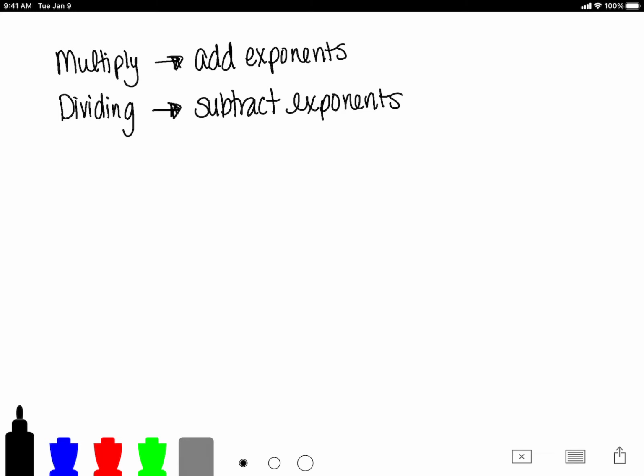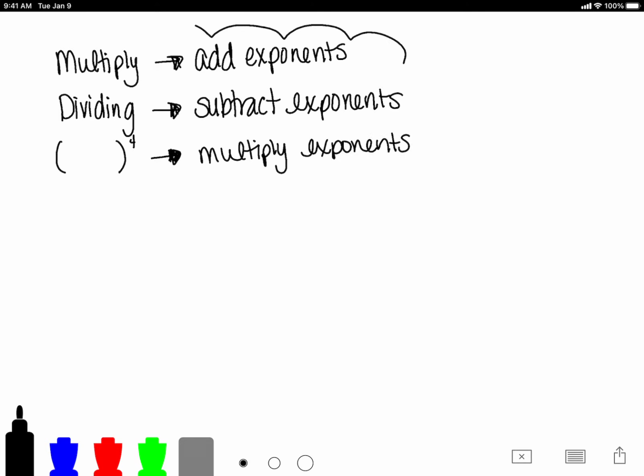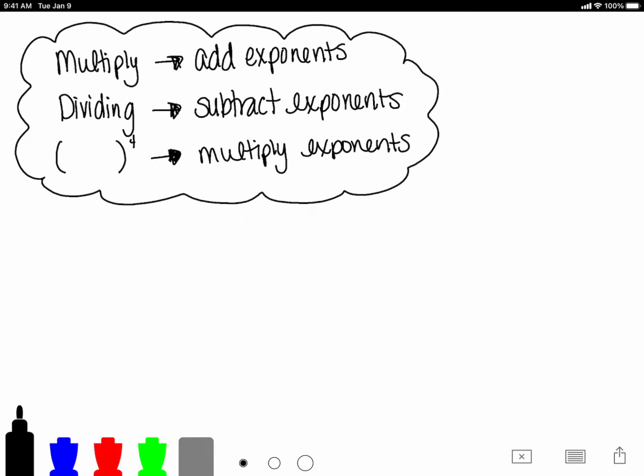Okay. And then, of course, you have the parentheses with the exponent on the outside. That means you would distribute. Distribute means to multiply exponents. All right, so these are the rules that we have studied so far. And so we are going to now take these rules and we're going to apply them to the problems on the other side of this worksheet.